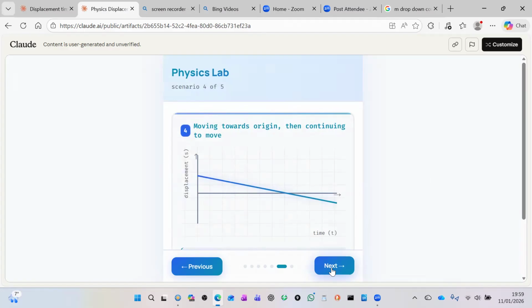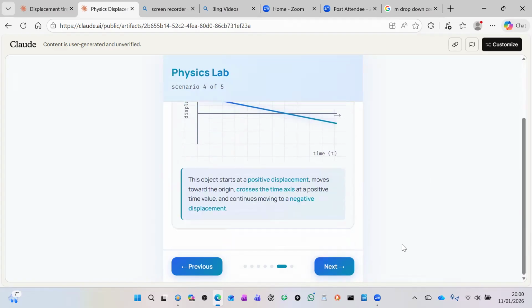In the fourth situation, we've got an object that starts at a positive displacement, is moving towards the origin, and then continues to move once it's past the origin. Where the line crosses the time axis is the moment at which the object is at the origin, and it continues to move to a negative displacement relative to the origin.